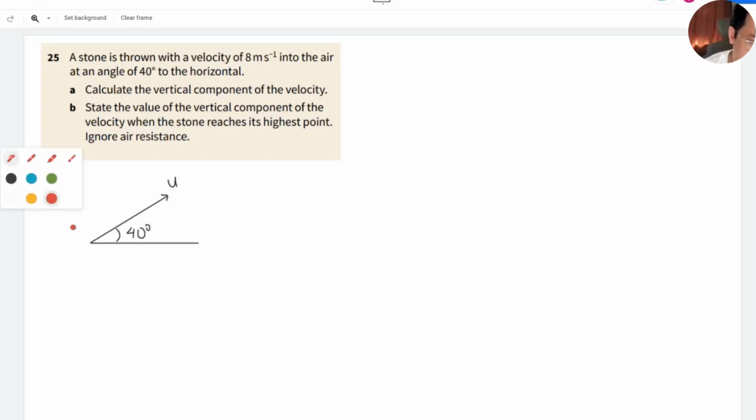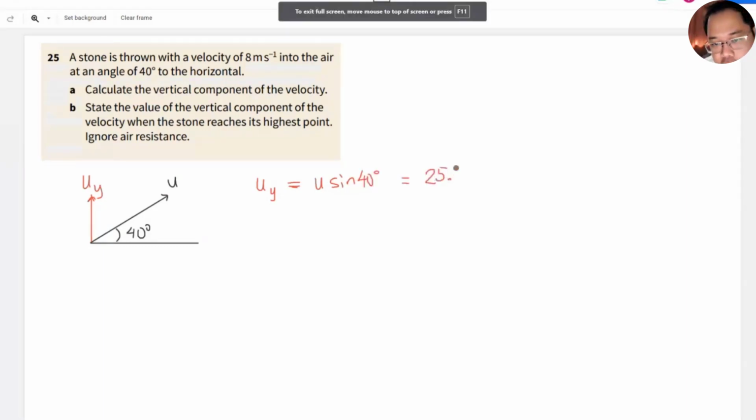Easy. This vertical velocity, I see in the assignment that you already did a similar problem, with a uy. And that uy is u times sine of the angle, sine of 40 degrees, 25.7. So that is the vertical component. Question B, state the value of the vertical component of the velocity when the stone reaches its highest point.